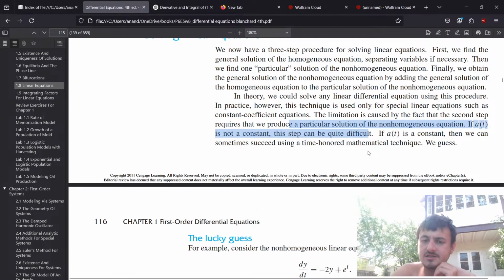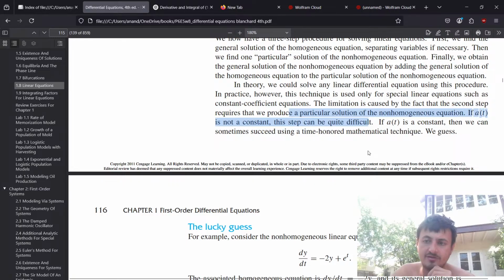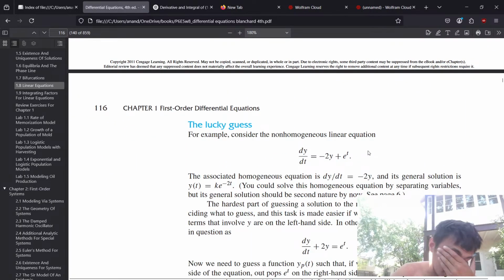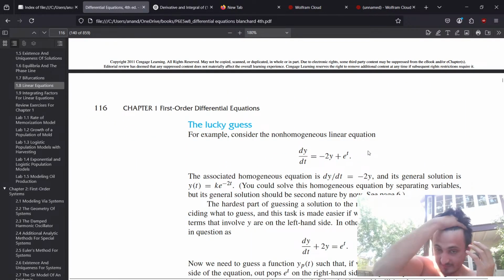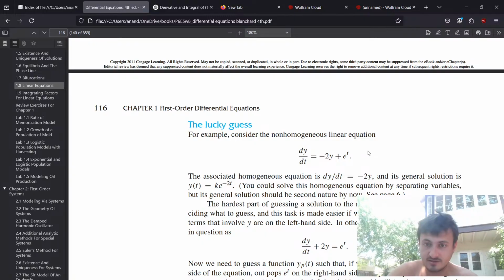If a(t) is constant, then we can sometimes use a time-honored mathematical technique: guessing. For example, consider the non-homogeneous linear equation y dot equals minus 2y plus e to the t. The associated homogeneous equation would be y dot equals minus 2y, and its general solution is k e to the minus 2t.